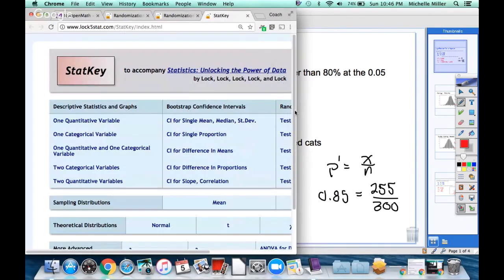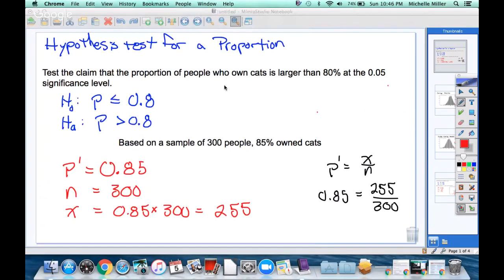So here we have a hypothesis test for a proportion. I want to test the claim that the proportion of people who own cats is larger than 80% at a 5% significance level. So the first thing we should do is establish the null and alternative hypotheses.